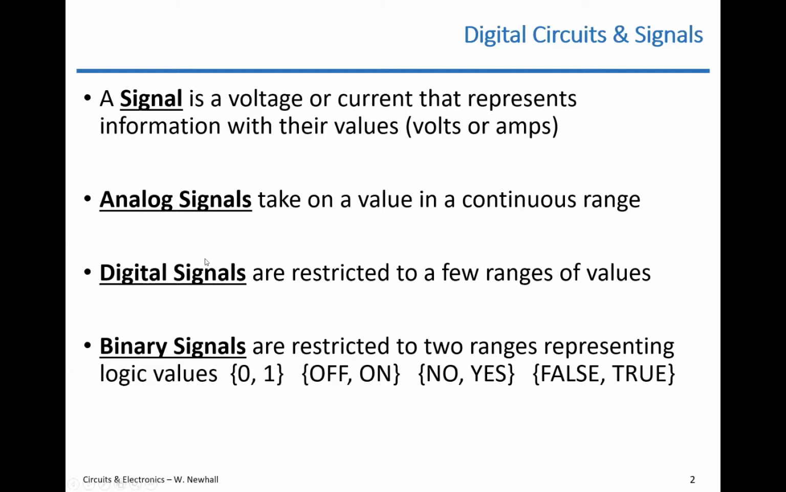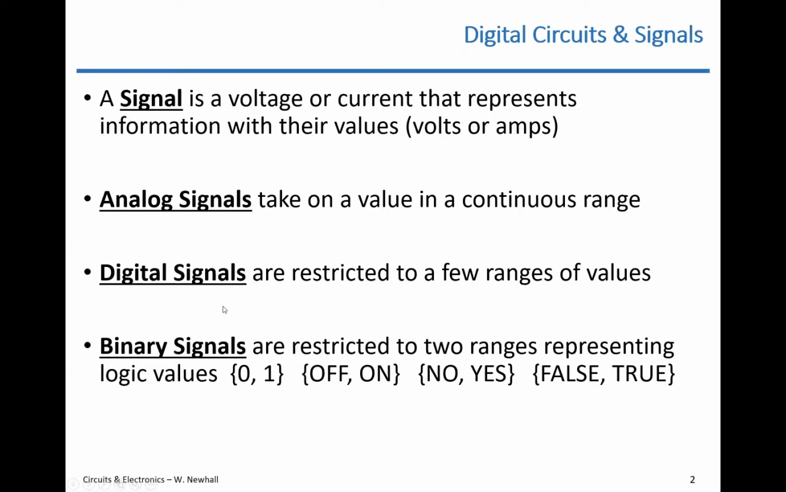A digital signal is restricted to a few ranges of values. It could be binary. We'll get to binary in a minute, where you have two ranges of values, two ranges of voltages. And there is such a thing as multi-level signaling, where you could have more than two ranges of values. We're not going to dig into that, but just to point out that digital signals are not necessarily the same as binary signals. Okay.